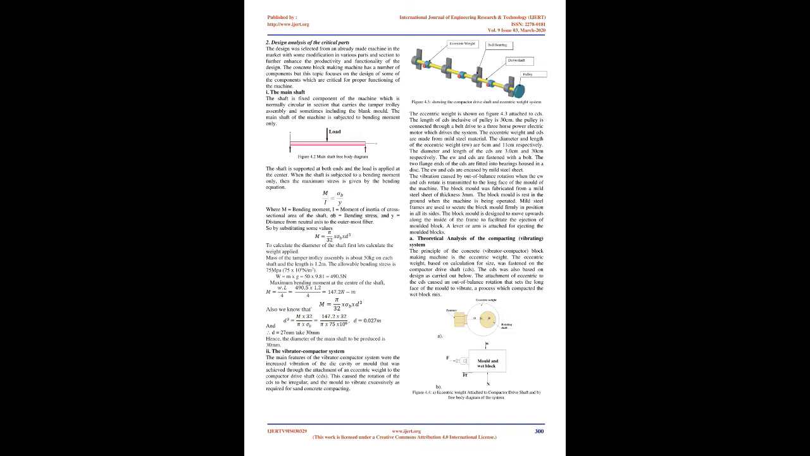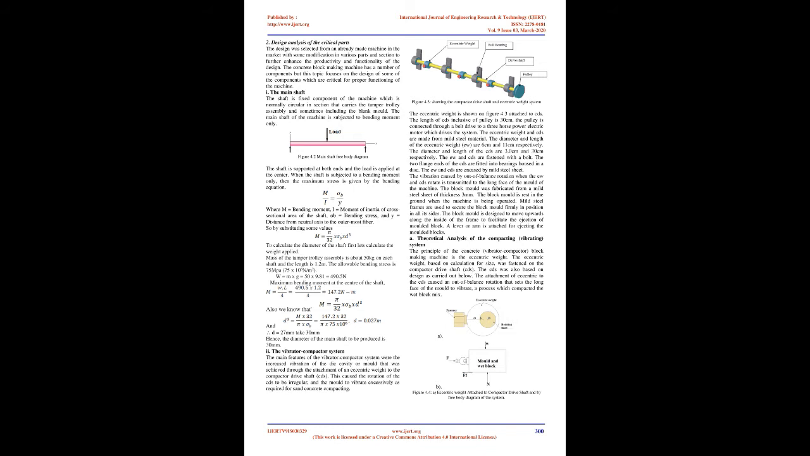The two flange ends of the CDS are fitted into bearings housed in a disc. The U and CDS are encased by mild steel sheet. The vibration caused by out-of-balance rotation when the U and CDS rotate is transmitted to the long face of the mold of the machine. The block mold was fabricated from a mild steel sheet of thickness 3 mm. The block mold rests on the ground when the machine is being operated.